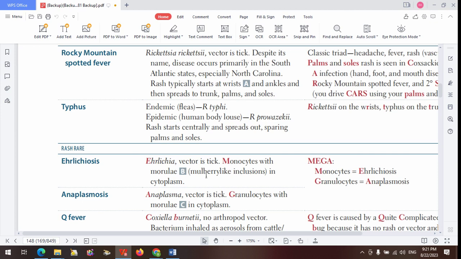Rickettsia prowazekii is the one that is transmitted by louse. So the name is the longest, prowazekii. Louse is longer than fleas and ticks. So louse. Sorry, it's not even longer. It's not longer actually.